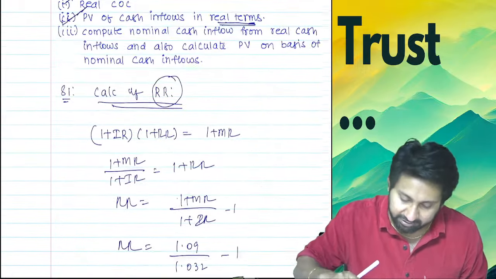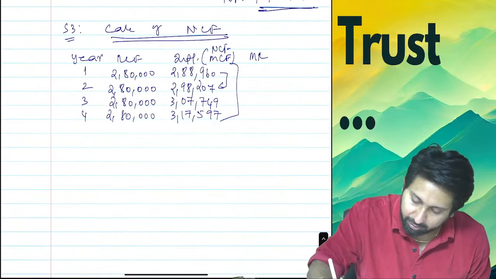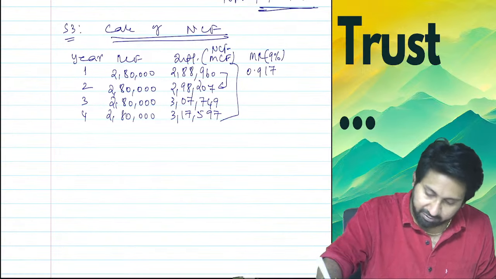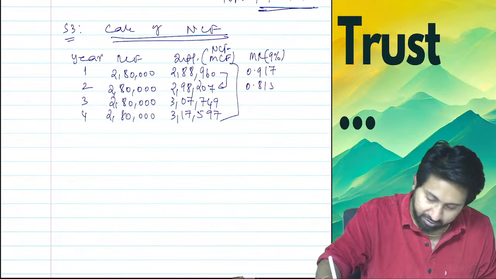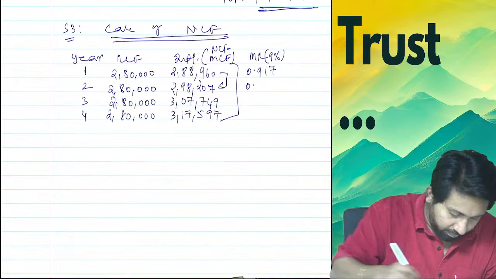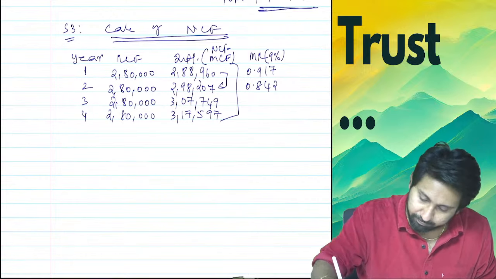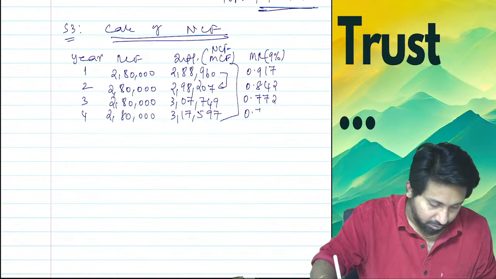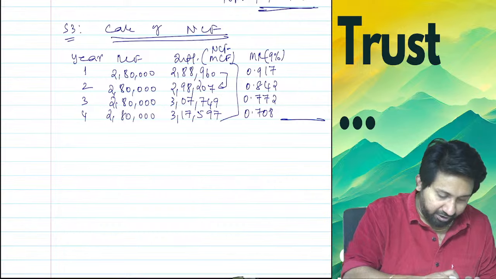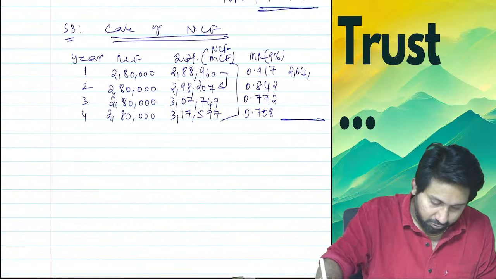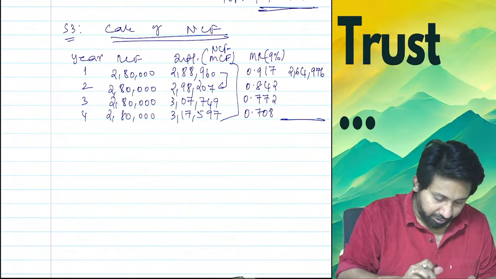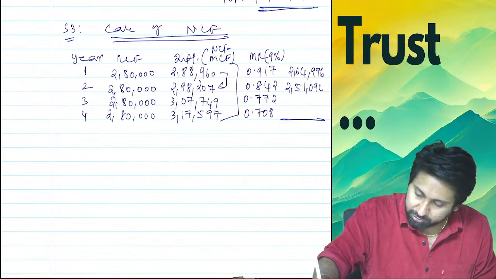So what is the money rate given in the question? 9%. 1 divided by 1.09. 2,88,960 into 0.917 removes both risk and inflation: 264,976. 298,207 into 0.842: 251,090.